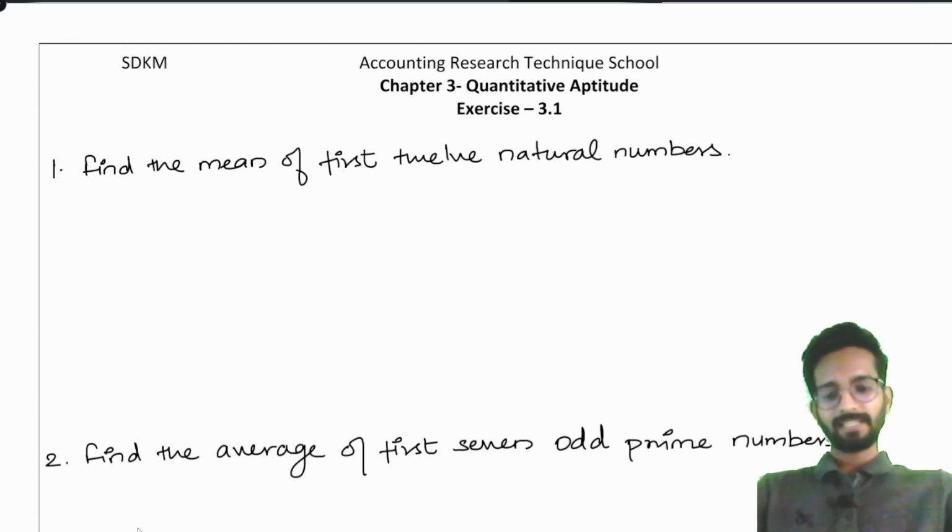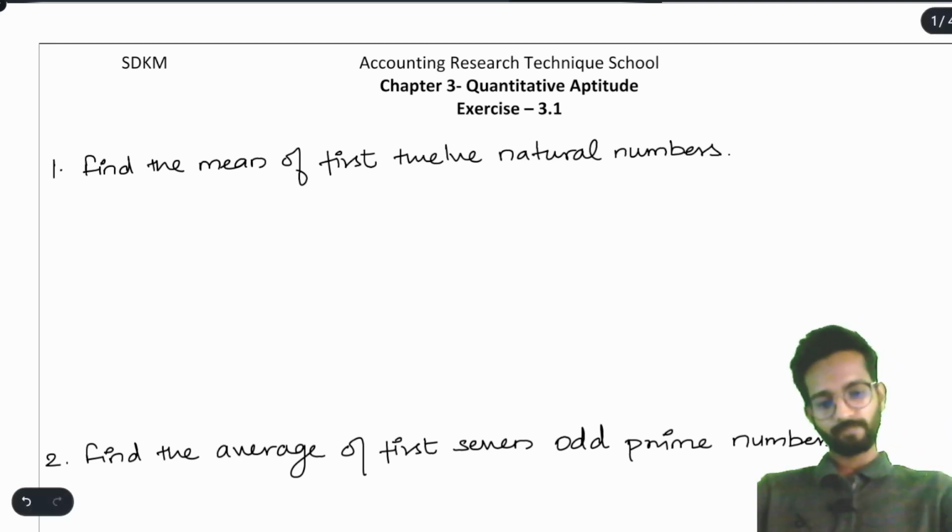Hello everyone. In this video, we will be solving questions from exercise 3.1. The chapter is quantitative aptitude. See, question number 1 we have here is find the mean of first 12 natural numbers.